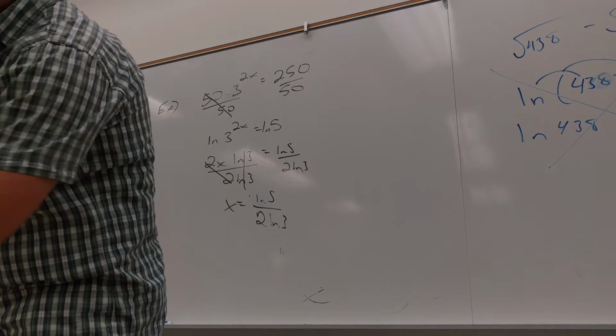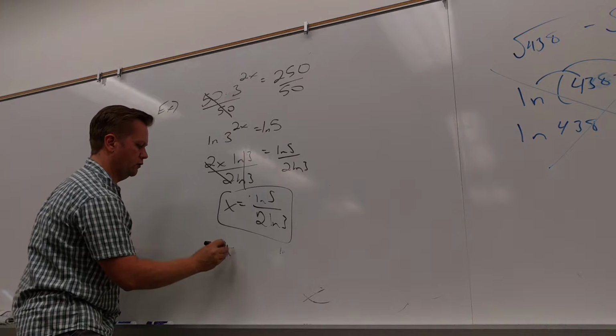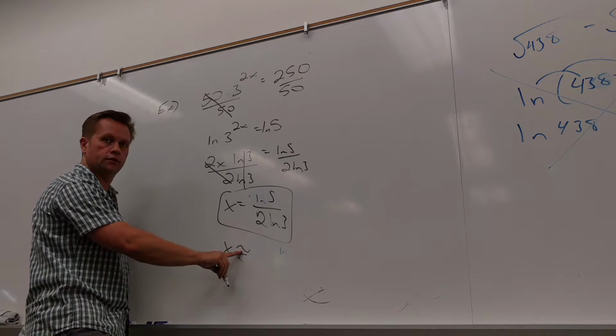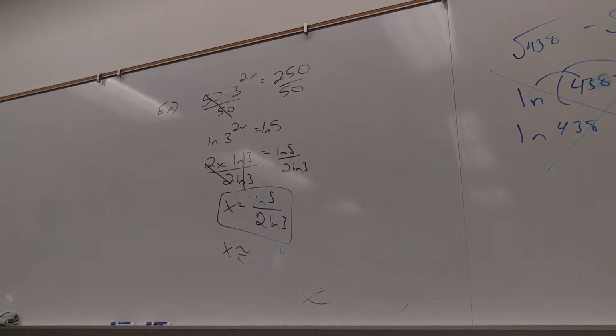That's the exact answer, and if you plug it in the calculator, you can get the approximate answer. What's ln 5? Now, be careful. Again, you have to say ln of 5 divided by parentheses 2 ln 3. So if you have more than one piece on the bottom, you have to put parentheses so it knows the whole thing is down there.